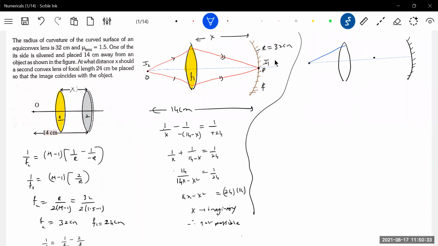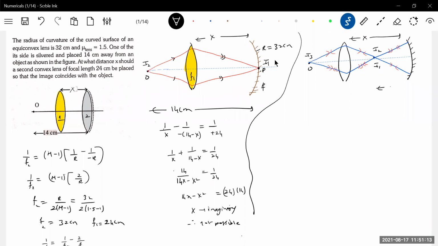So the ray will go there. I1 at center of curvature means it will just go there and retrace the path. There's only this possibility here. This is ray 1. Okay, this is the object. This is I1, I2, I3. So this was the distance x.